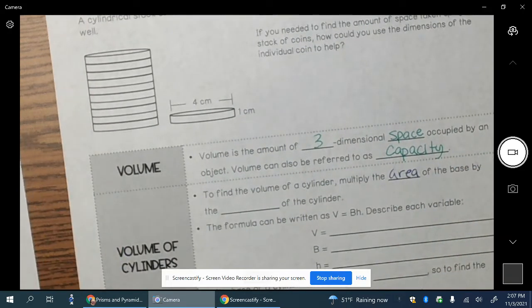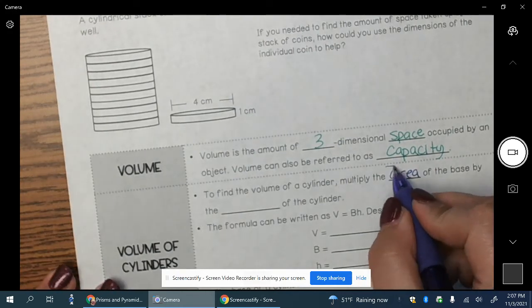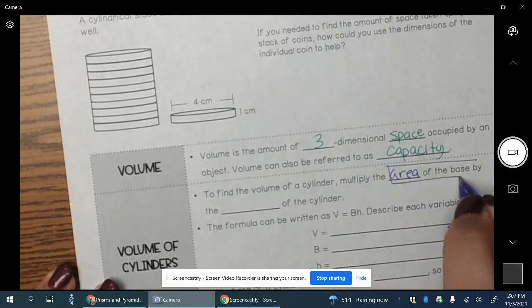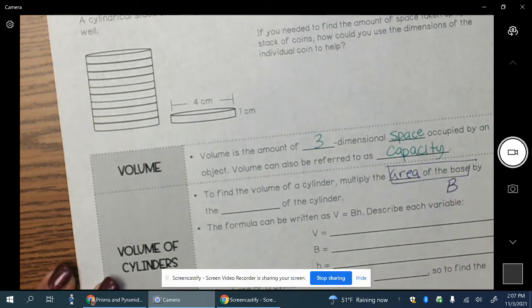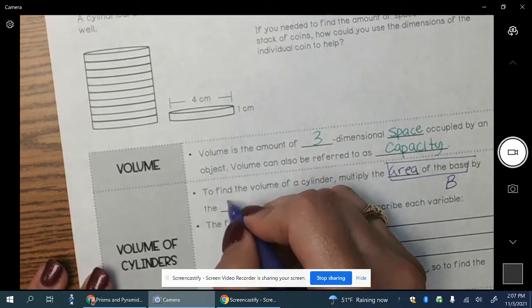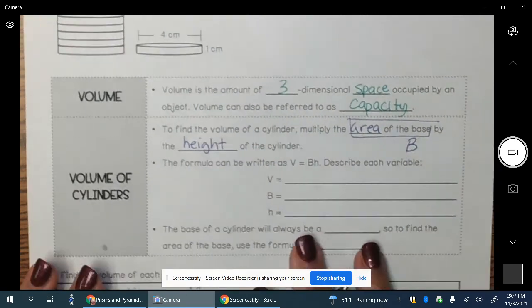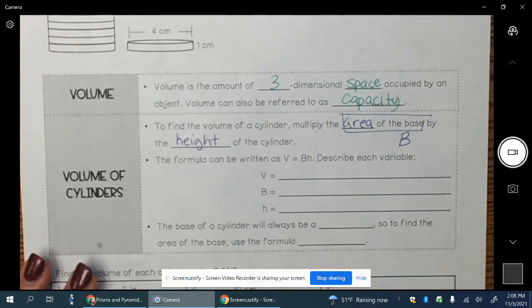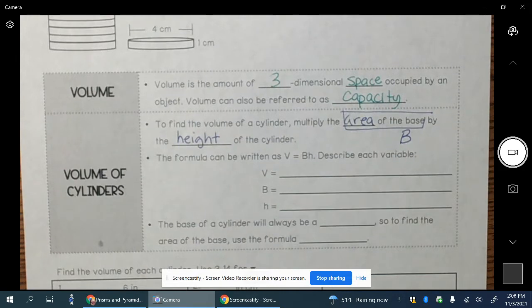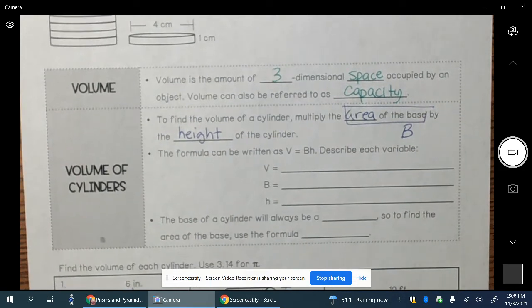of the base, which we know is called what? What is the area of the base? The big B. Okay, so we multiply big B by the height. Again, we just looked at our formula chart. We know that is what it tells us to do. Okay, so the formula is V equals big BH.